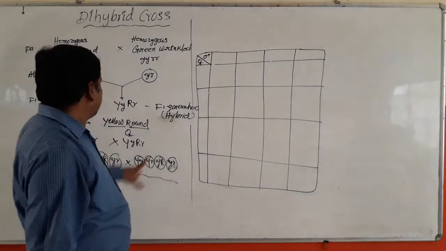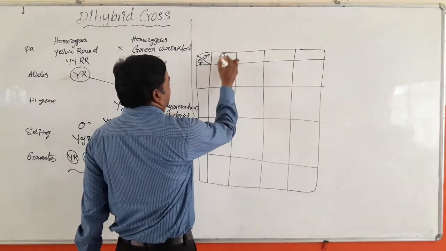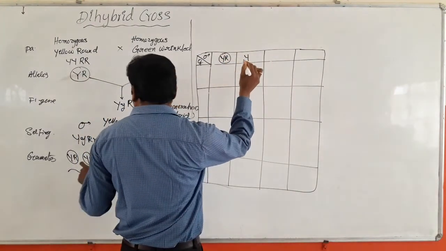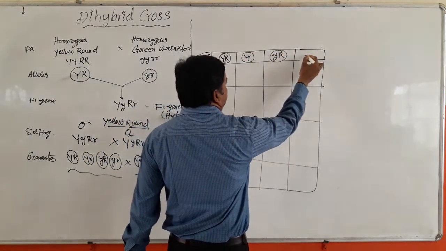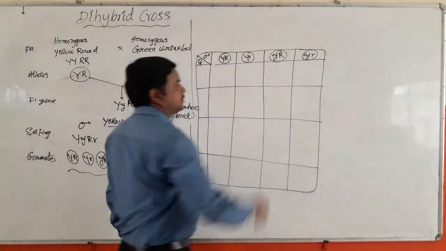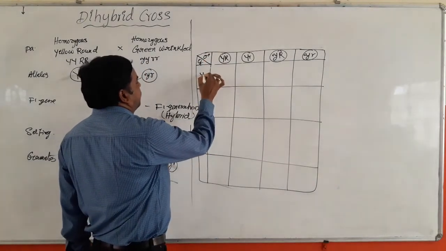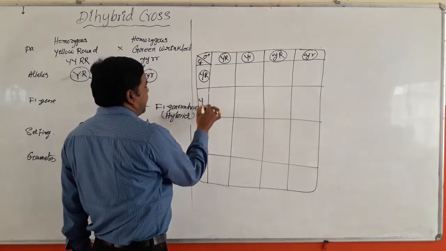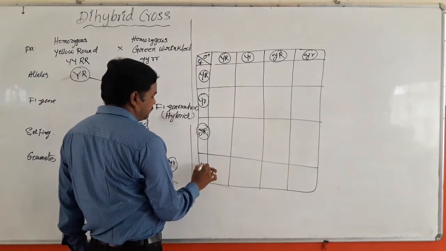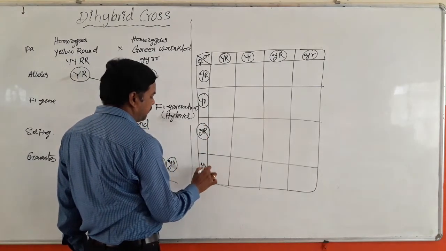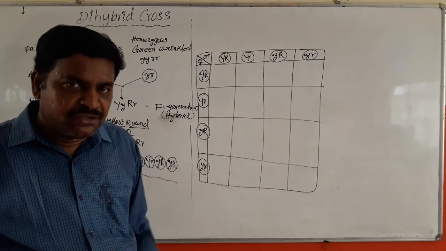Now coming to the male gametes, they can be taken on the top row, that is capital Y, capital R gamete, capital Y, small r gamete, small y, capital R gamete, small y, small r gamete. Similarly, these female gametes can be taken in the left column: capital Y, capital R gamete, capital Y, small r gamete, small y, capital R gamete, small y, small r gametes. They are the female gametes. And combine them and find out the phenotypes and genotypes.